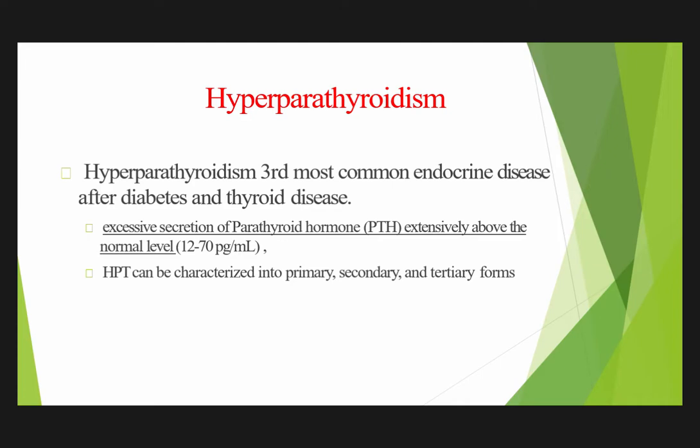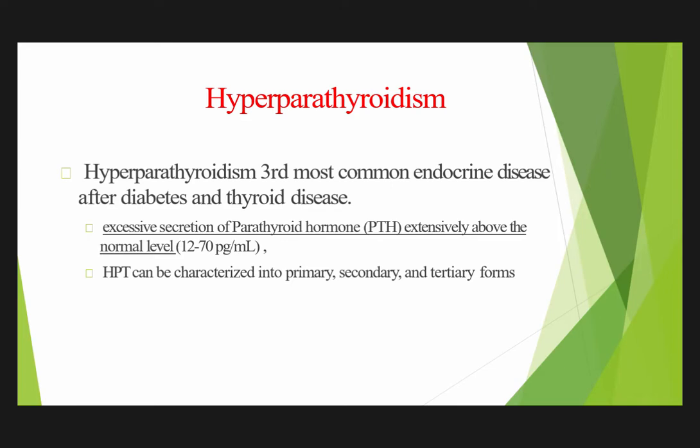Hyperparathyroidism is the third most common endocrine disease after diabetes and thyroid disorders. It is excessive secretion of parathyroid hormone. But here we will have one problem. I mean, you will have one problem: how to understand the difference between primary, secondary, and tertiary forms.